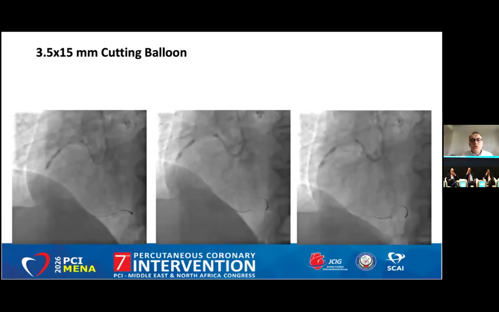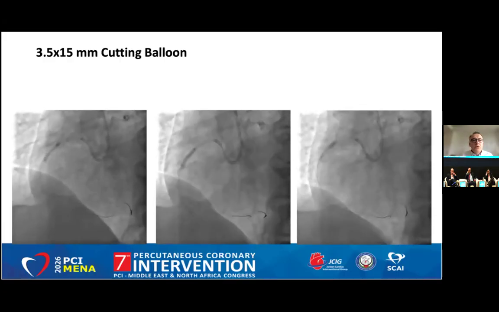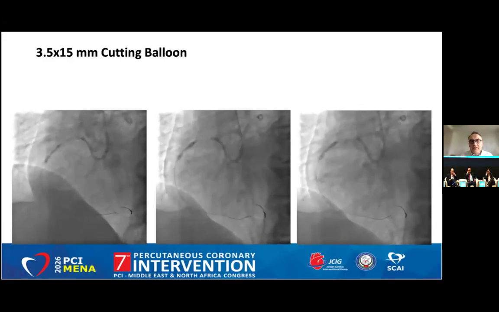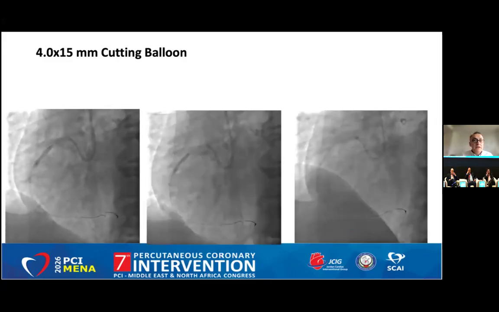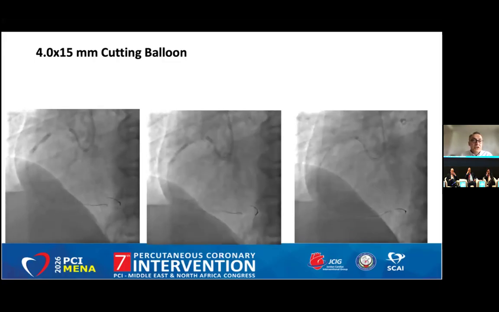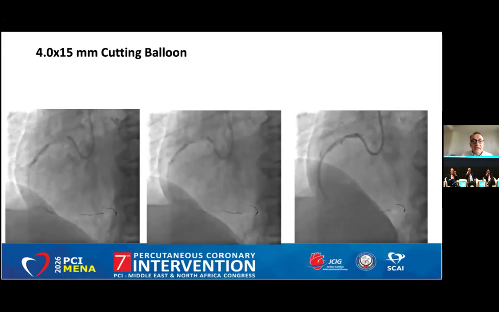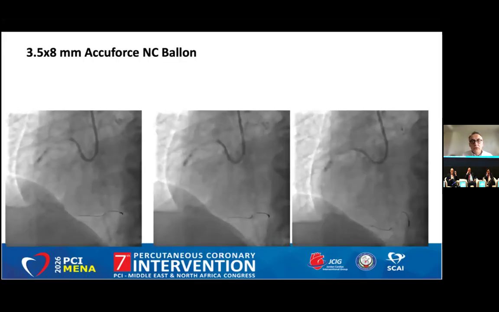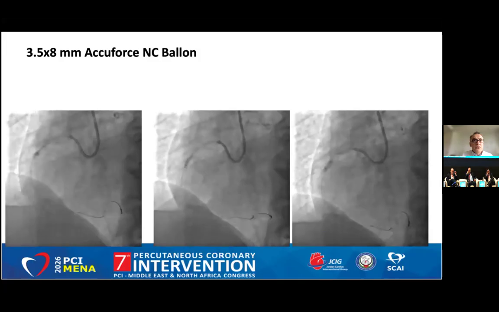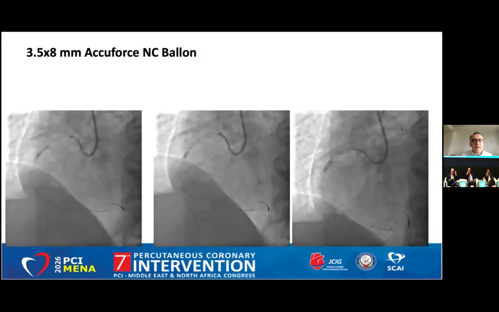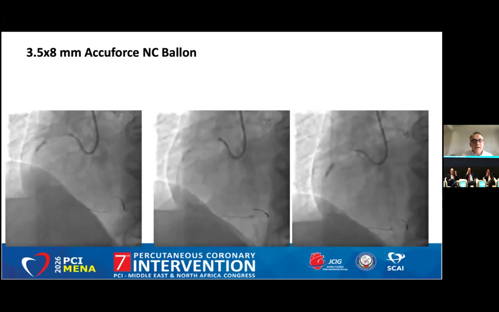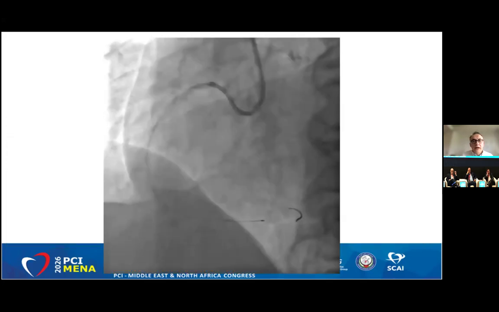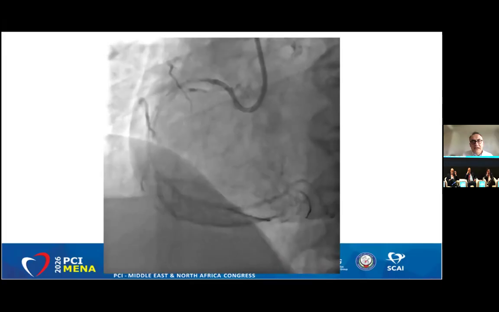We almost routinely use a scoring balloon or cutting balloon before the DCB, and we have less dissection. You see, it's a really good preparation. We just opened that calcification with a 4.0 cutting balloon, and after the 4.0 balloon, we used a 4.0 NC balloon. This is a very strong balloon, like OPN, and we will open it, and then after that, this is the result. We like the result.